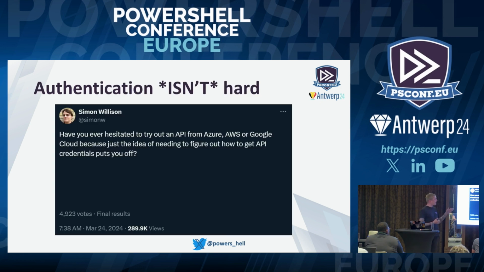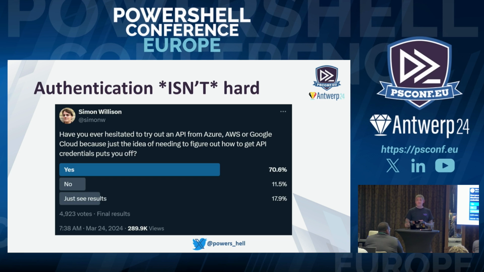This is a great tweet that came out a little while ago: have you ever hesitated to try out an API from Azure, AWS, or Google because you thought that API credentials were difficult? Who here tried to do something and just got scared by auth and gave up? Okay, not that many, which is fantastic. But just out of curiosity, more than 70% of the people, there were like 4,900, it has gone up considerably. And yes, it's really, really big.